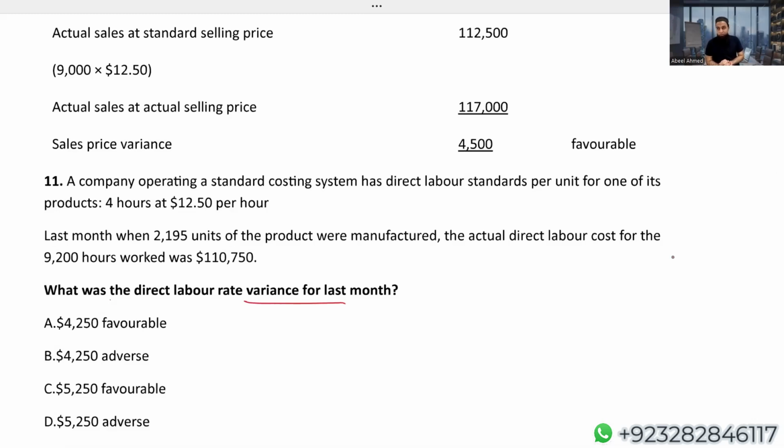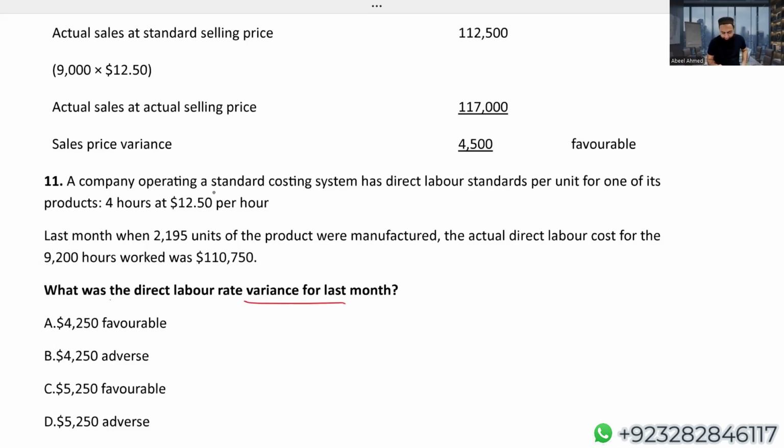Direct labor rate variance is the difference between two rates. One is the standard rate of the labor per hour, and the second is the actual rate of the labor per hour. If your standard rate is higher than the actual rate, then the variance is going to be favorable, meaning you spend less than what the standard told you. But if your actual rate is more than the standard rate, then obviously the variance is going to be adverse. So let's attempt the question.